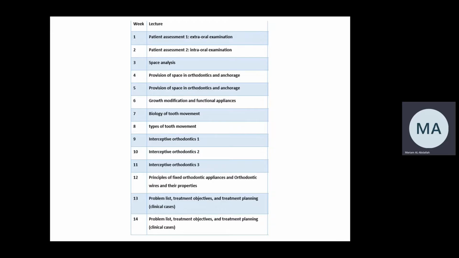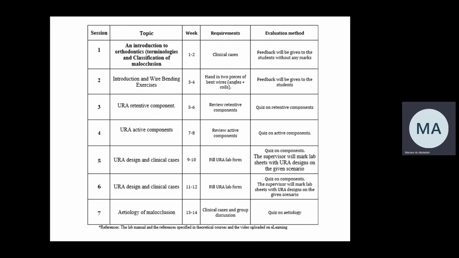So this is second semester lectures, and this is the lab schedule. As we said, each student will have one lab session of 2 hours every other week. So it's not going to be every week. So in total, you will have 7 sessions in the first semester and another 7 sessions in the second semester. The first one is going to be Introduction to Orthodontics, Terminologies, and Classification. So you have to listen to this lecture before you attend your lab.